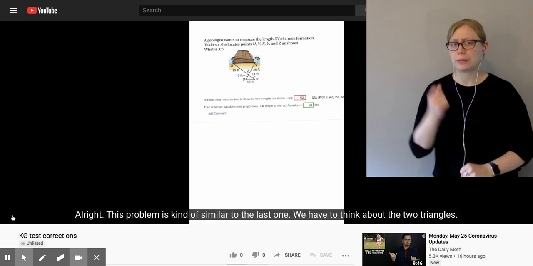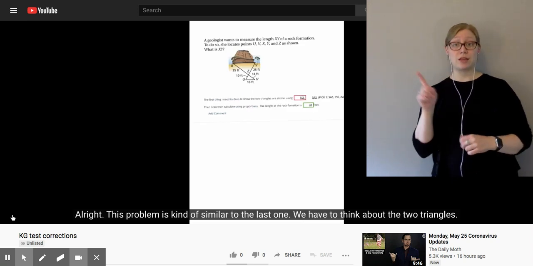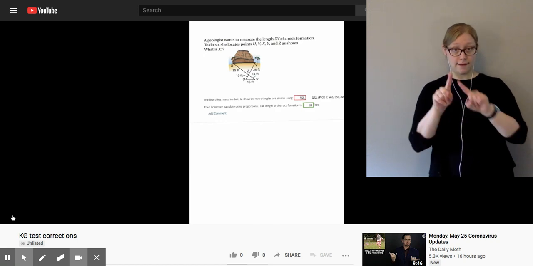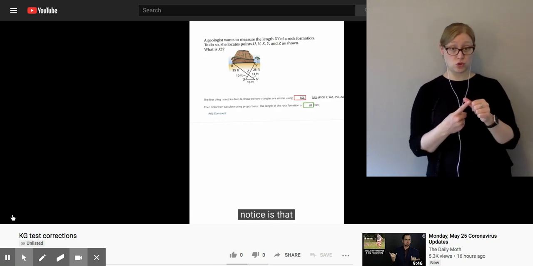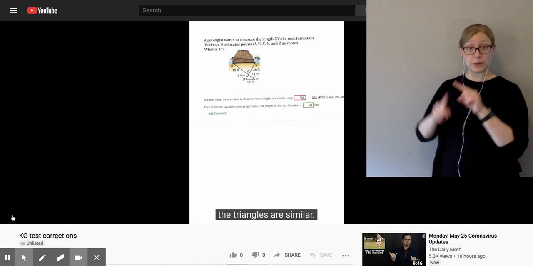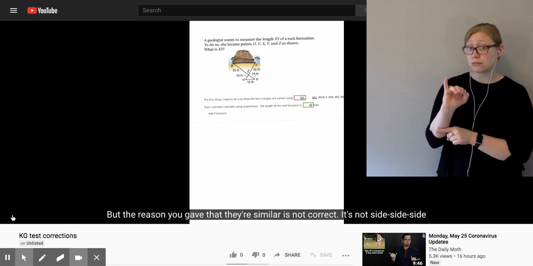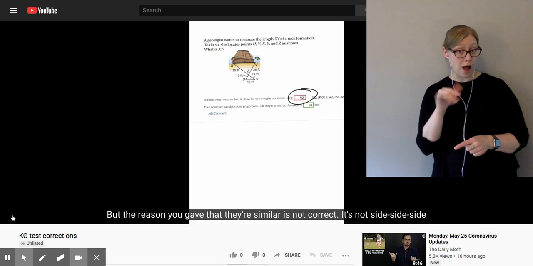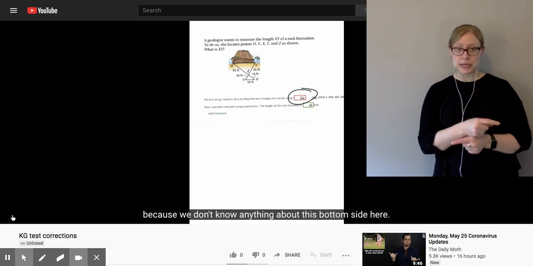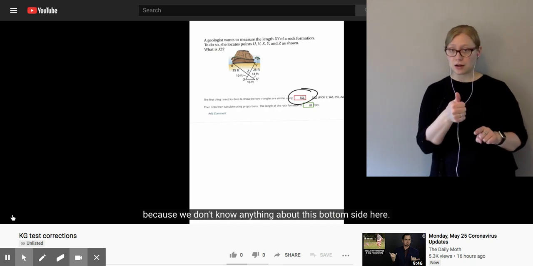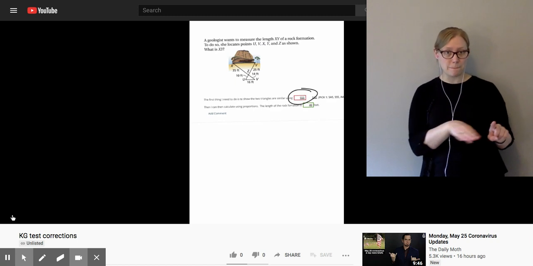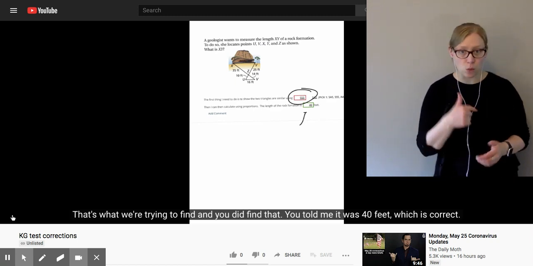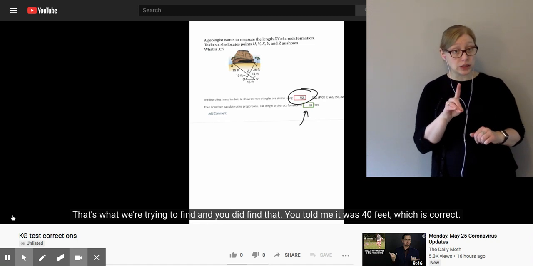All right, this problem is kind of similar to the last one. We have to think about the two triangles. Now, the first thing I want you to notice is that the triangles are similar, but the reason you gave that they're similar is not correct. It's not side, side, side, because we don't know anything about this bottom side here. That's what we're trying to find, and you did find that. You told me it was 40 feet, which was correct.